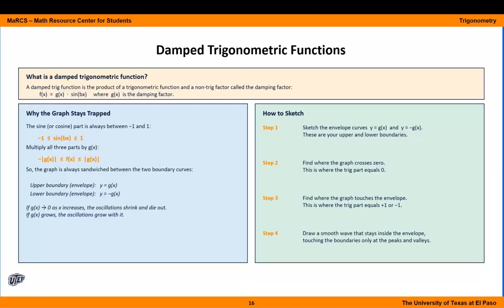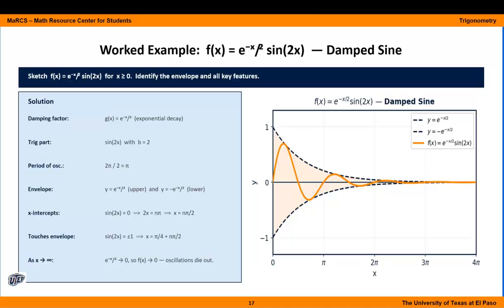Now we introduce damped trigonometric functions. These are functions where a trig function is multiplied by another function. For example, f of x is equal to g of x times sine of bx. Since sine stays between -1 and 1, the graph stays between negative absolute value of g of x and absolute value of g of x. These boundaries are called envelope curves. Let's do an example.